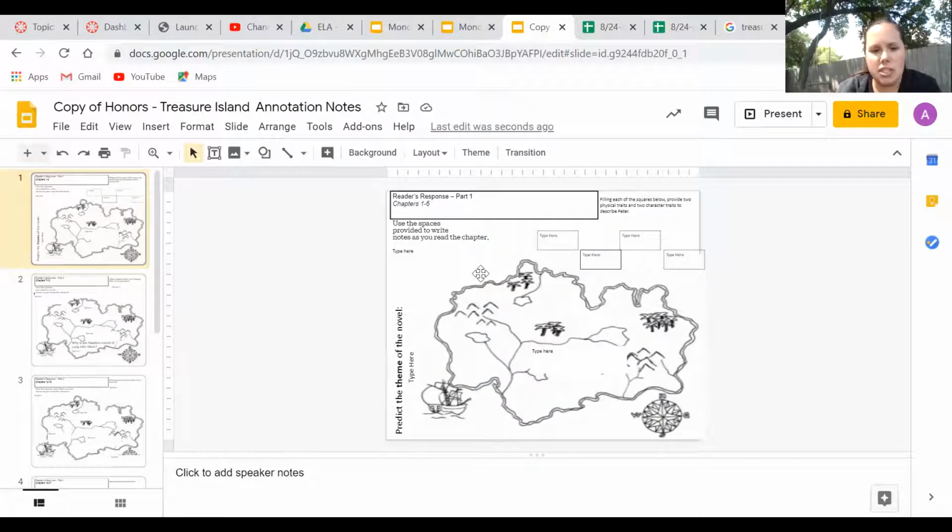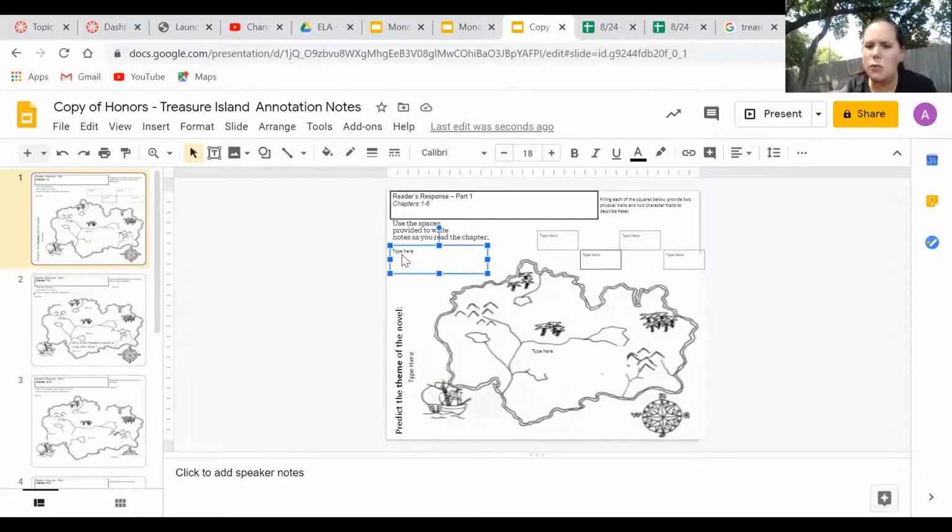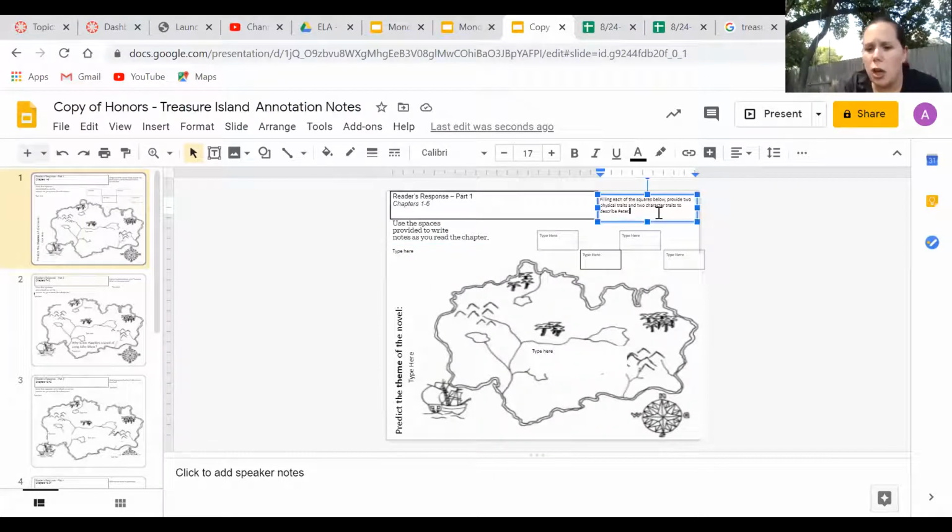It is very self-explanatory. You're going to use the spaces to provide your notes for your story. So you have a type here button. You're just going to tell me what's going on in the story, maybe a question you have, and we're going to get more into annotating today. Over here, you're going to fill out each of the squares below, providing physical and character traits describing our main character, okay? And that would be Jim, who I'm wanting you to describe now.